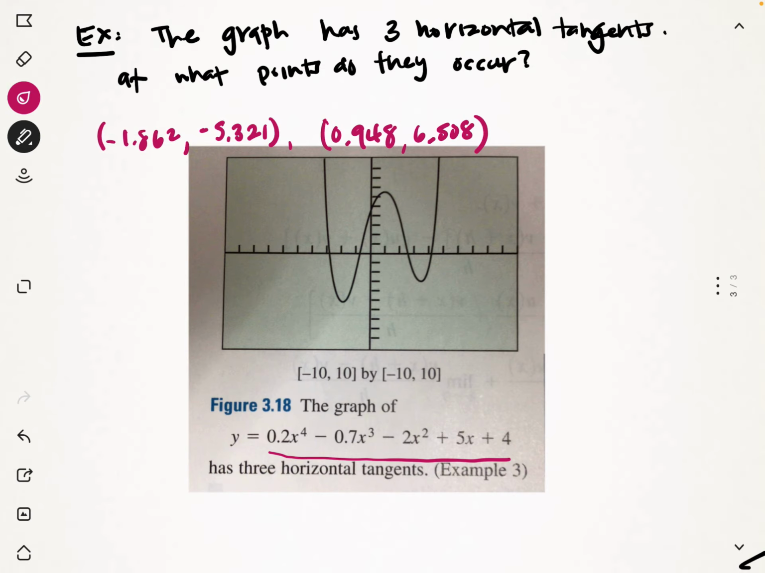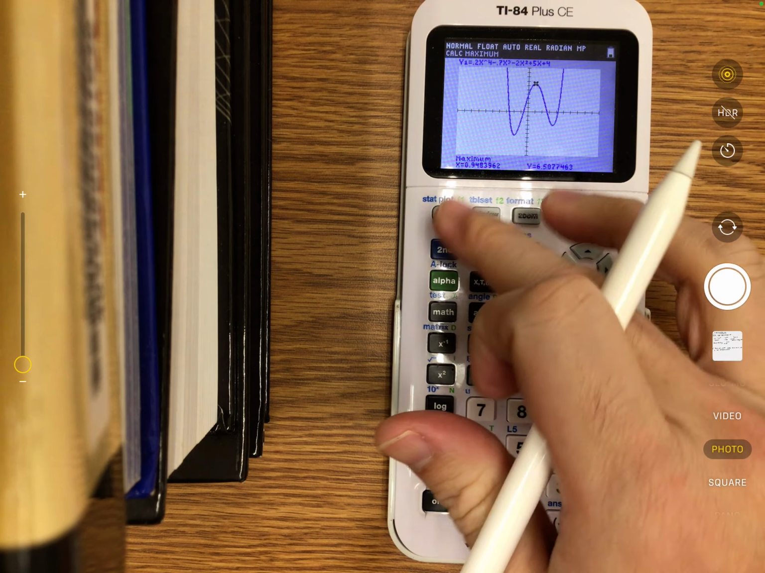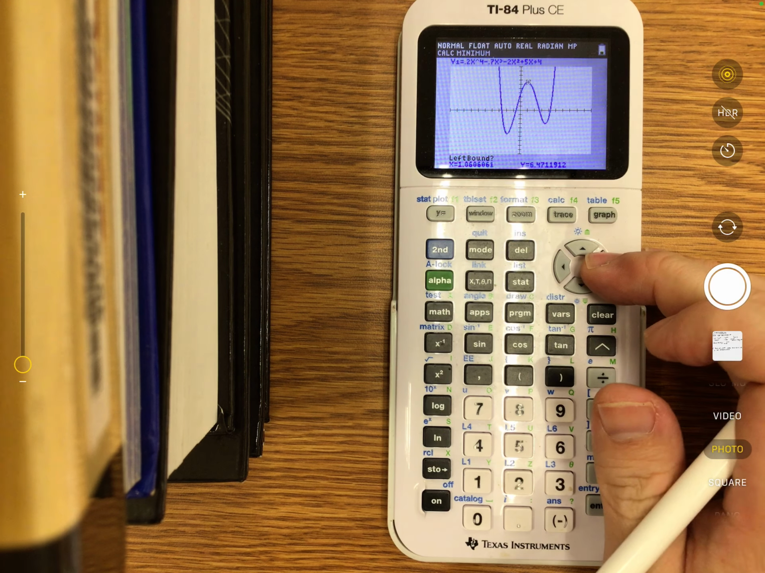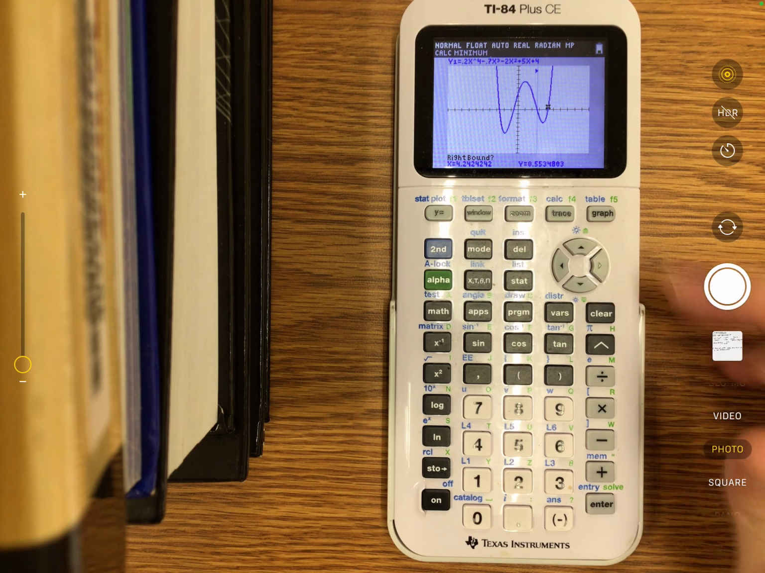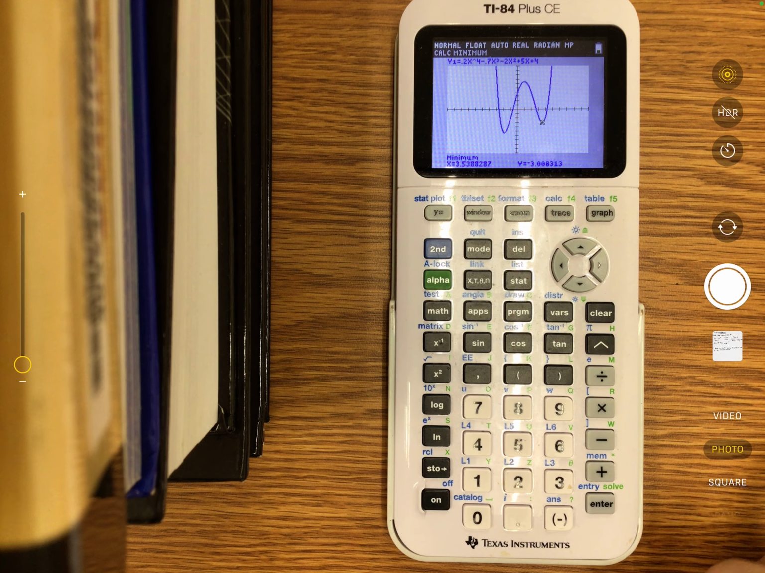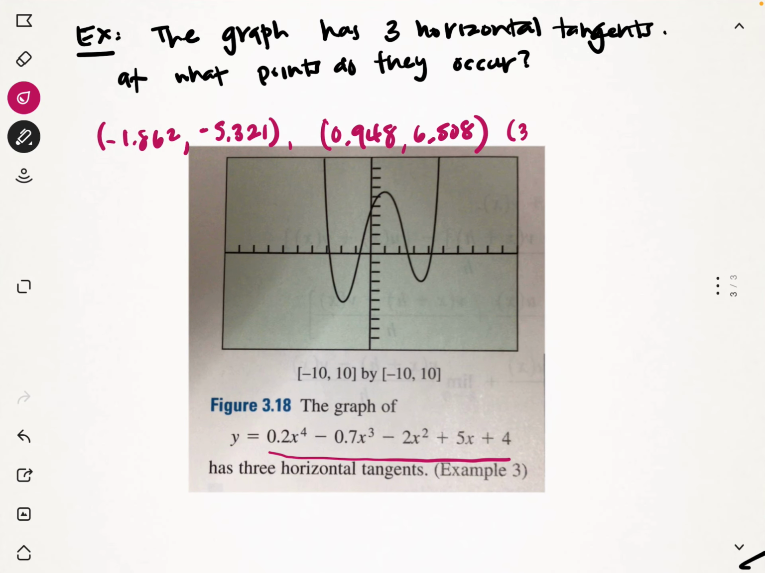And then we'll do the last one. Calculate, that one's a minimum. Left boundary, right boundary, enter. 3.539, and negative 3.008.